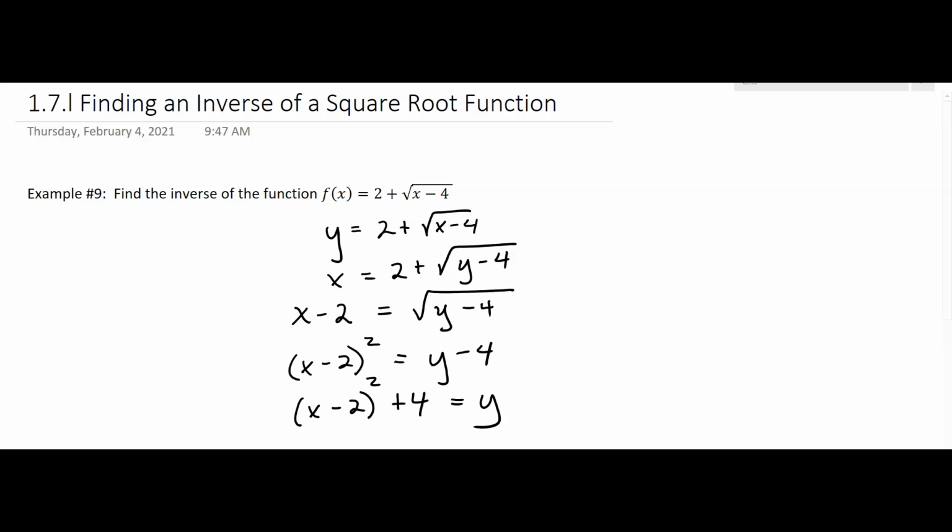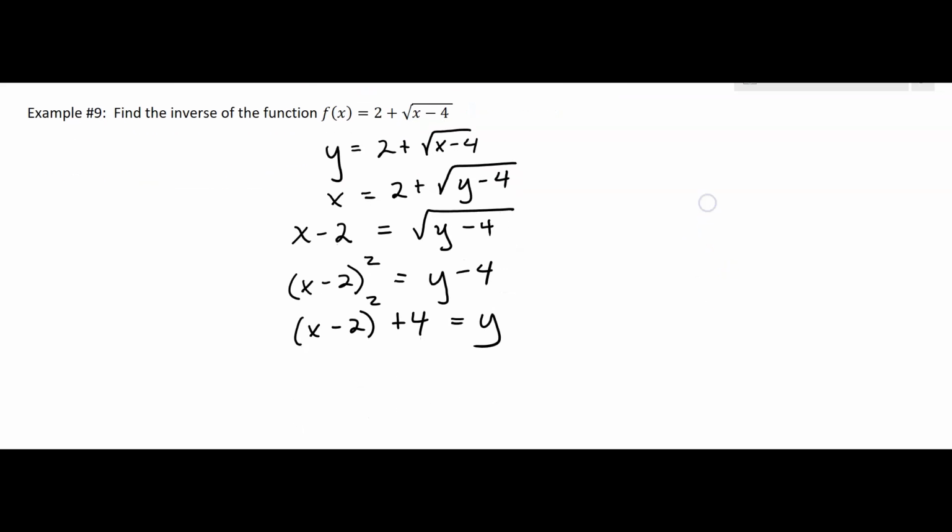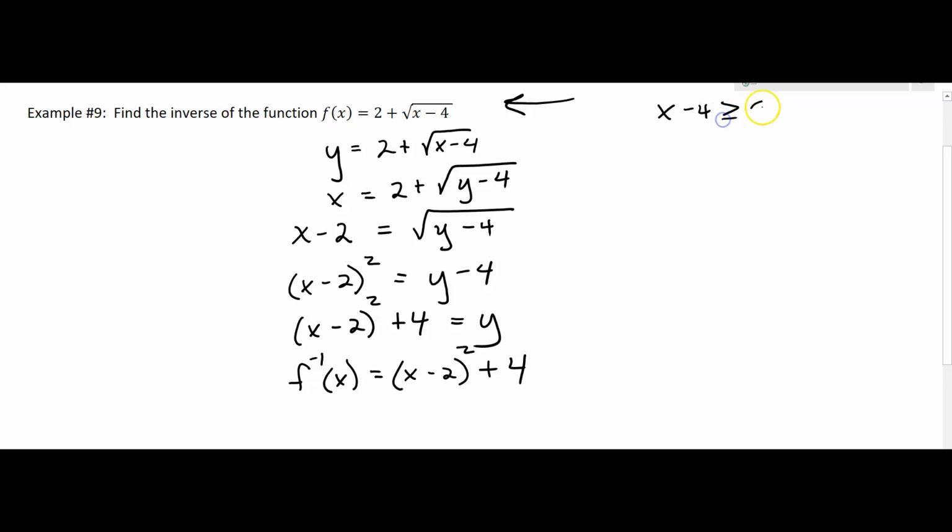Now, we need to talk about the restriction on this function. We'll come back to that. So I'm going to write f inverse of x equals x minus 2 squared plus 4. Now, the restriction way back up here, because it's a square root, there's automatically a restriction, right? So we know x, in the original function, has to be greater than or equal to, well, let me write this out. X minus 4 has to be greater than or equal to 0, so x has to be greater than or equal to 4.